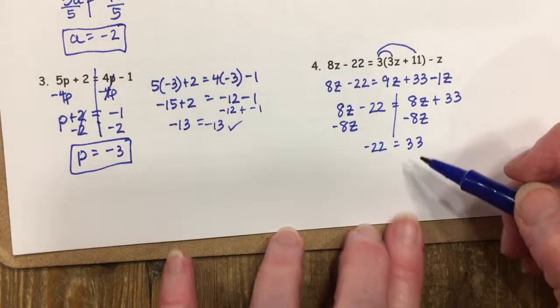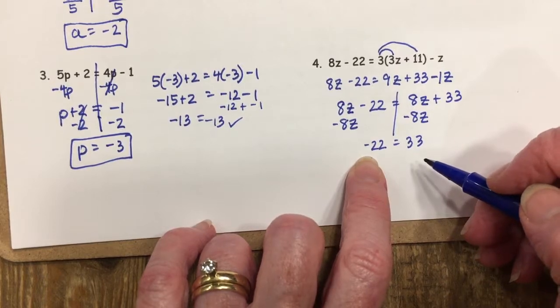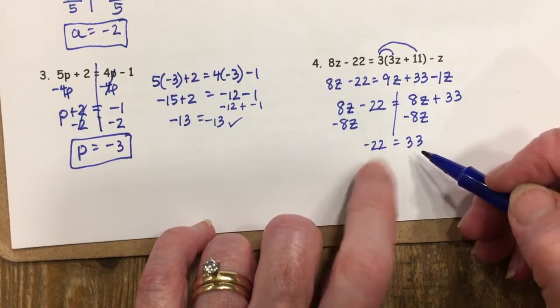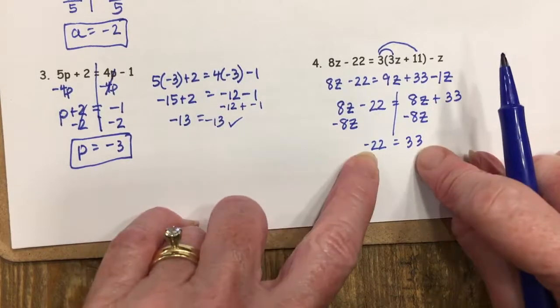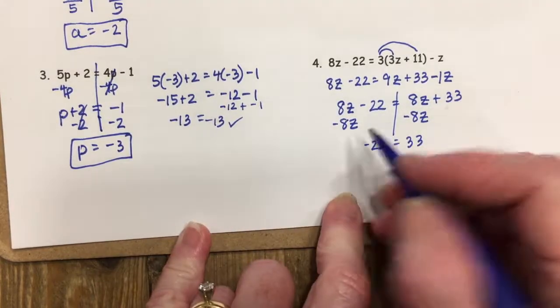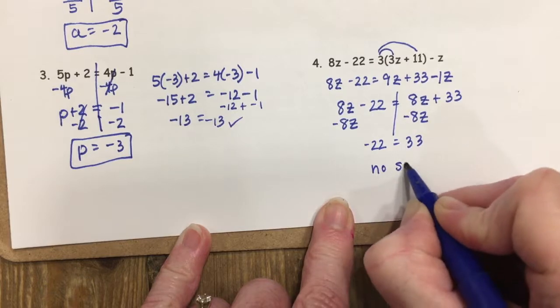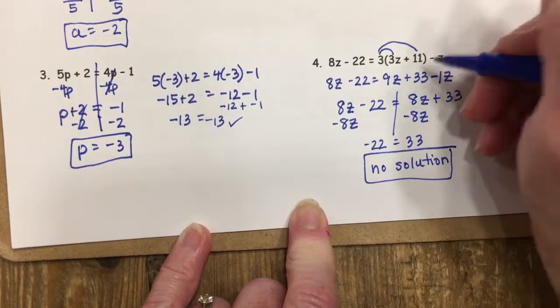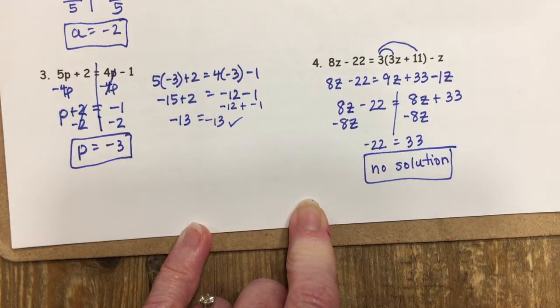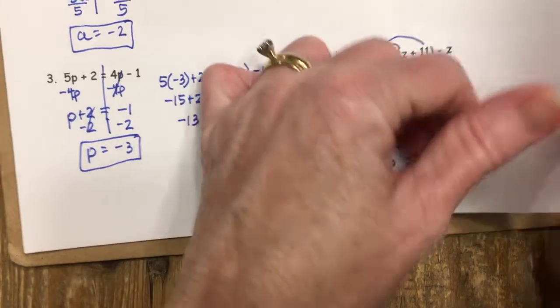So what that tells me is this is not true. And so there is no solution to this, basically. When you end up with something where your variables cancel out and you get something that's not equal to each other, then you really have no solution. There is no solution for z that would make this equation true. All right, so let's look at the back of this.